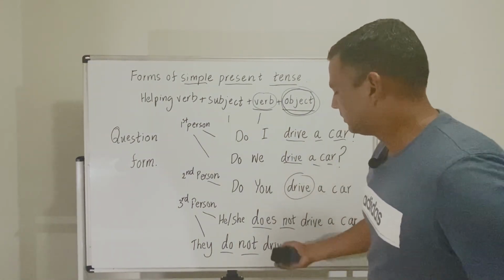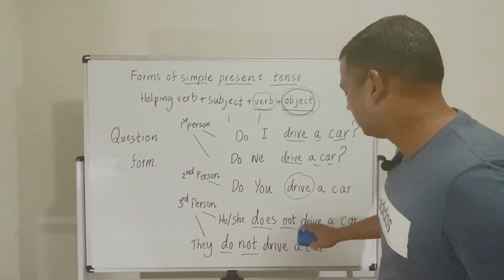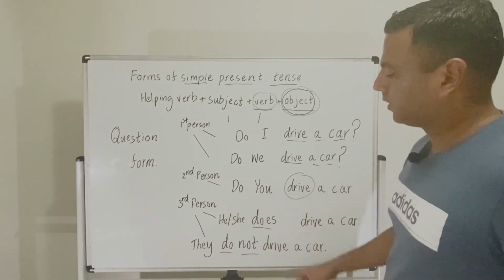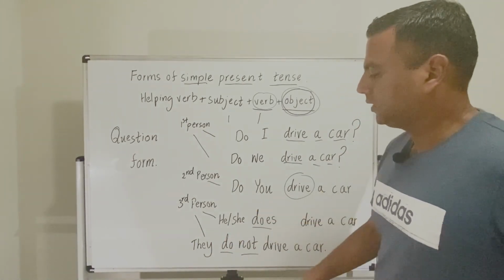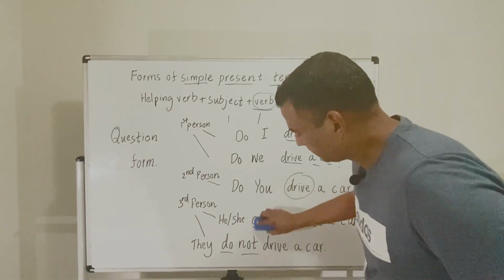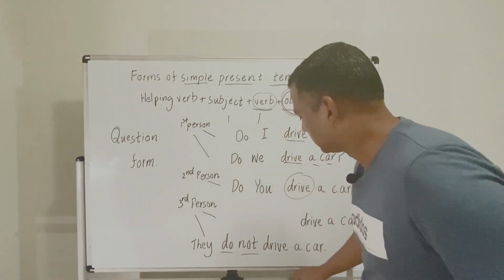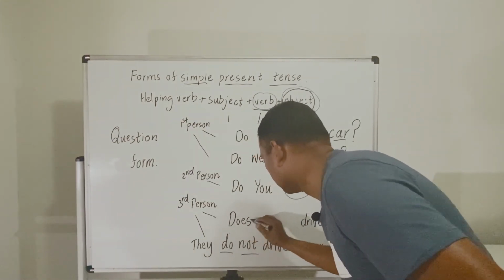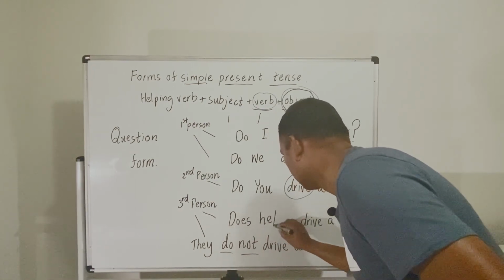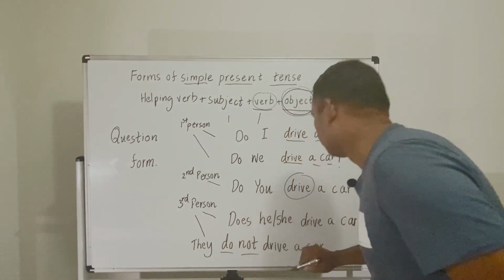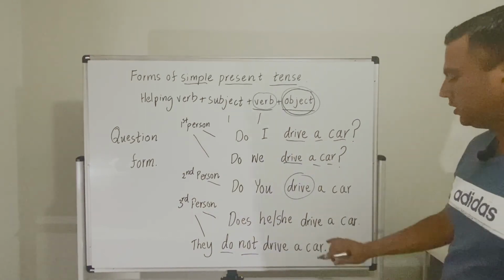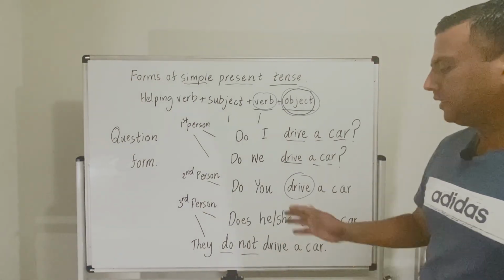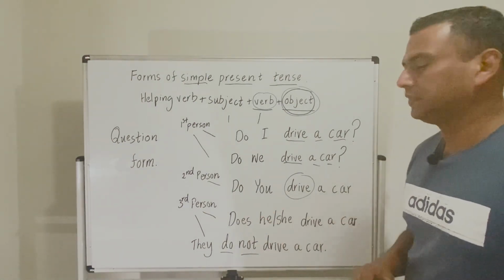So then the third person, the first example: we'll take the "not" away, and then "does" goes to the front. We do a swap between "does" and "he" or "she". So we can say "Does he or she drive a car?" But here again, this won't change. It will remain as "drive", since we have "does" at the beginning of the sentence.